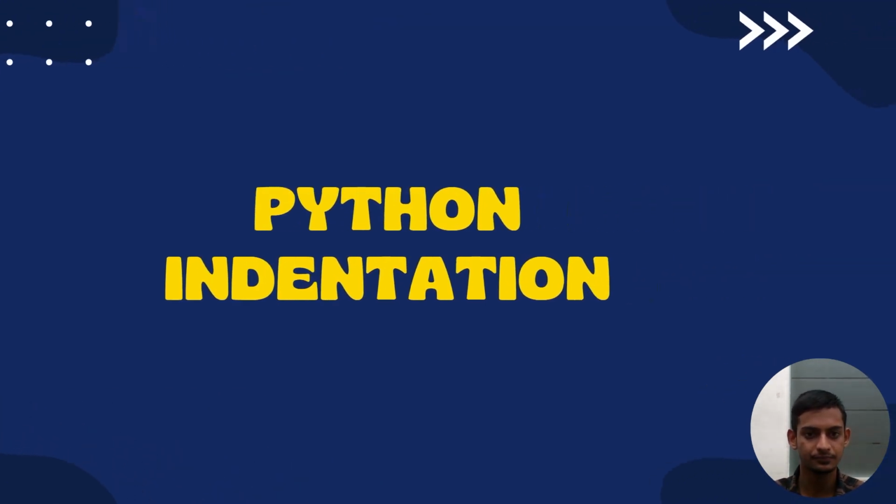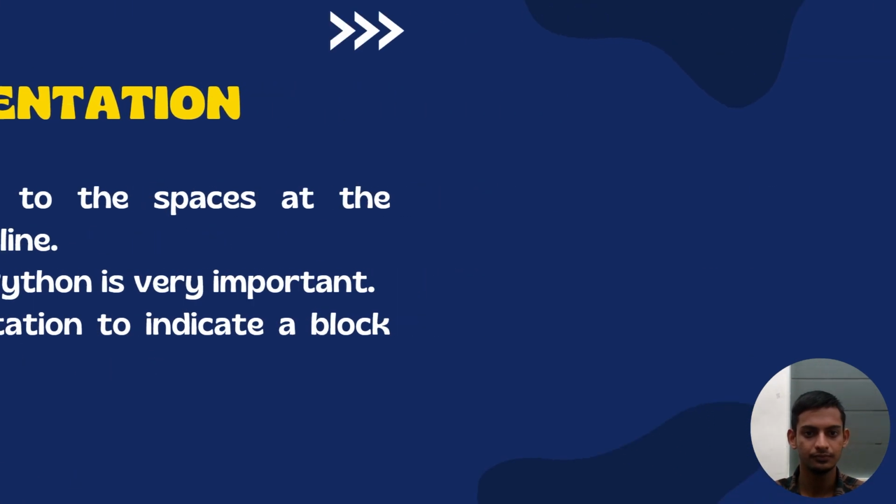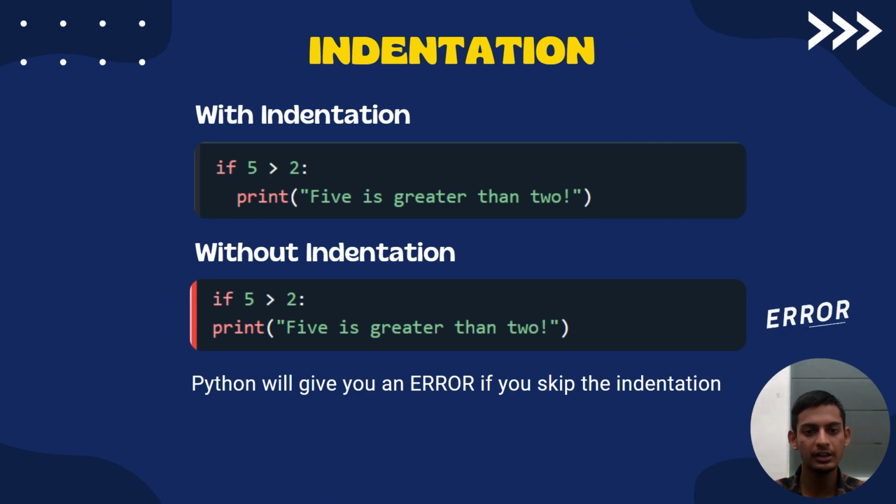Python indentation. What is indentation? Indentation refers to the space at the beginning of a code line. The indentation in Python is very important. Python uses indentation to indicate a block of code. With indentation and without indentation. With indentation, it is used especially for if else statements. By writing an if else statement, we have to first of all leave a space to avoid errors. If you write below the if, the print statement without a space, it will give an error.